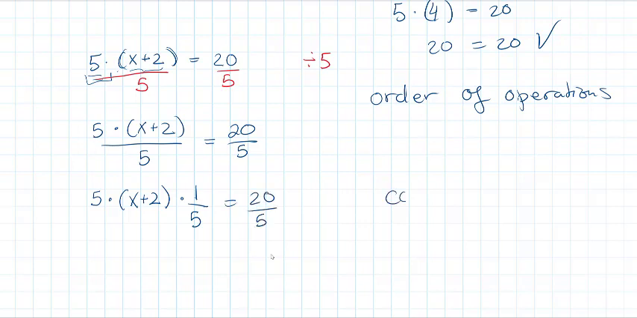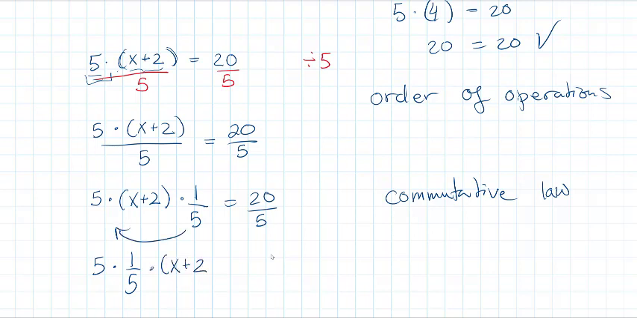Now I'm going to use the commutative law. Do you remember what that is? The commutative law, or the commutative property, says that I can change the order of operations if they are of the same importance. So what I'm going to do is write this as 5 times a fifth. So I will put the fifth here before the multiplication by the parentheses. So I've switched the order here. I'm able to do that because in both cases it is multiplication, and that equals 20/5.